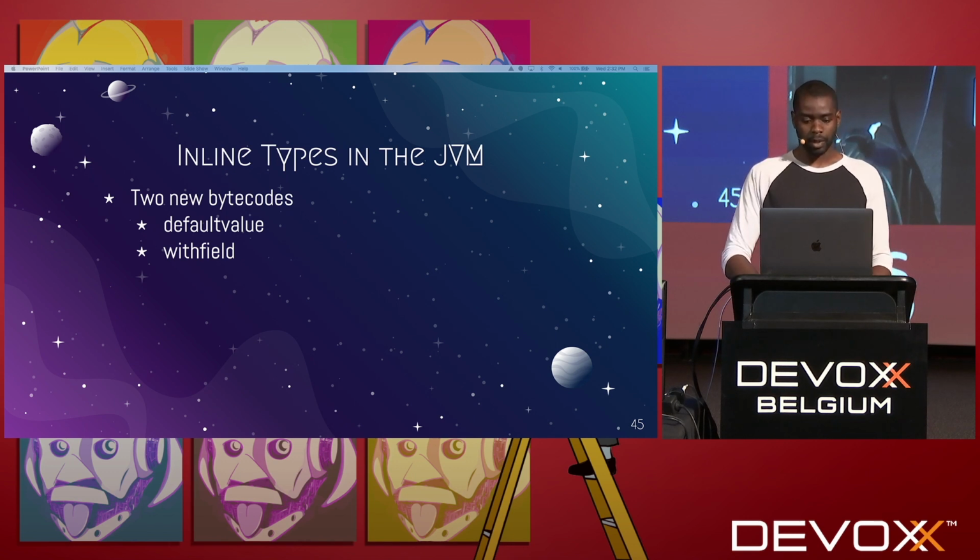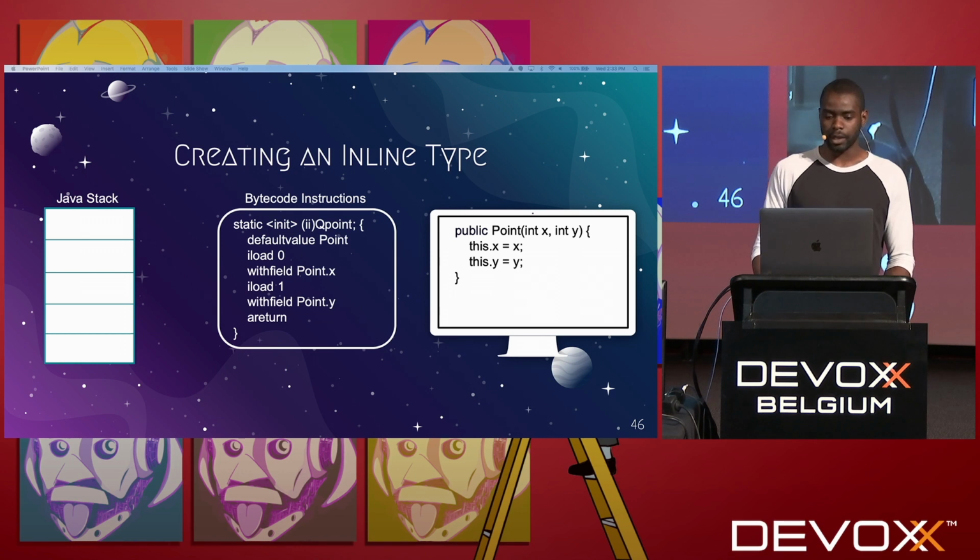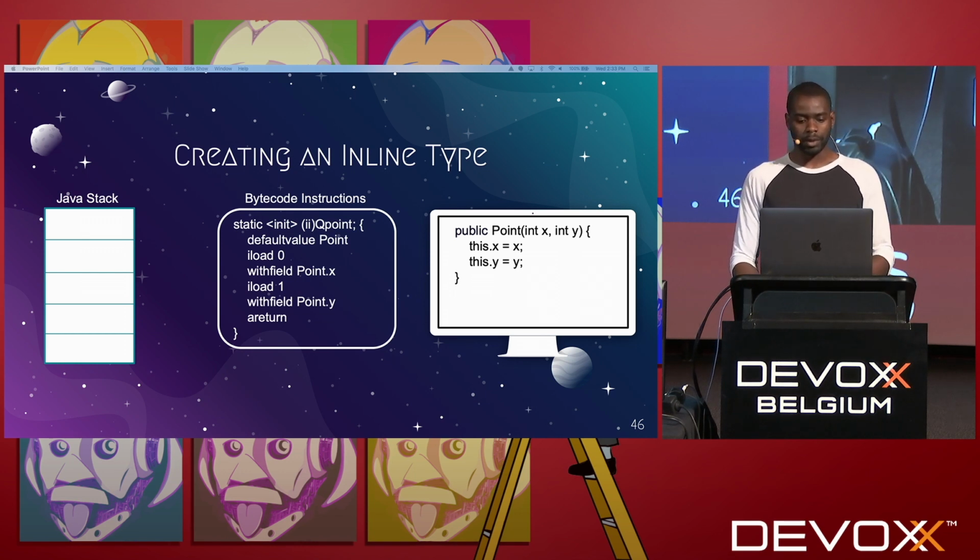So let's take a look at an example. On the right is a factory method that would create points. It looks a lot like the regular code that you would normally write. And in the middle is what Javac would generate. As you can see, it's a static init, and it returns a Q point. So unlike with normal objects, we don't have to do the new dup init sequence. We just do default value, and we get an initialized inline type.